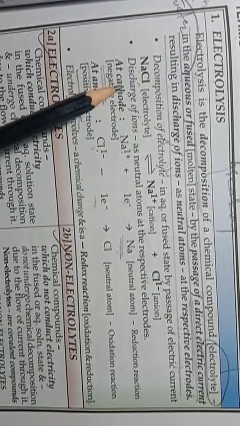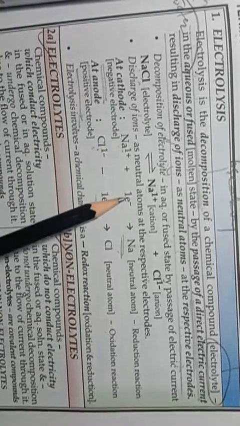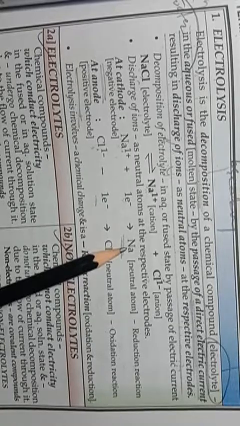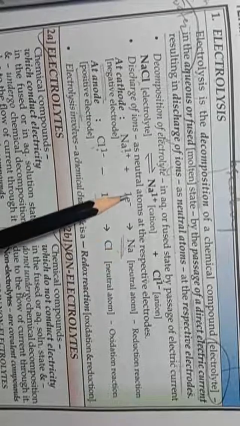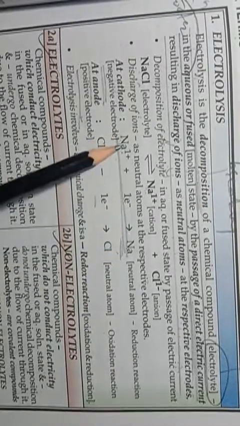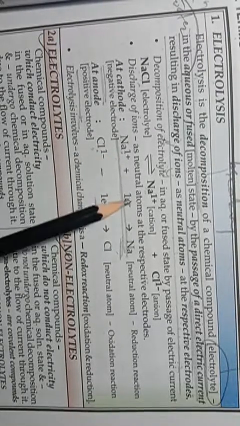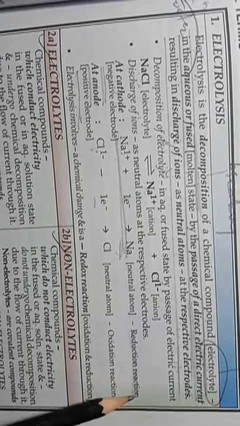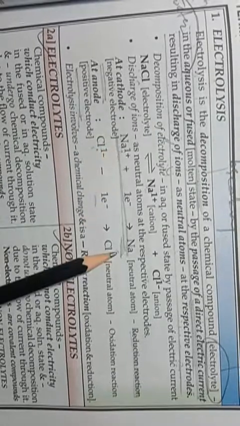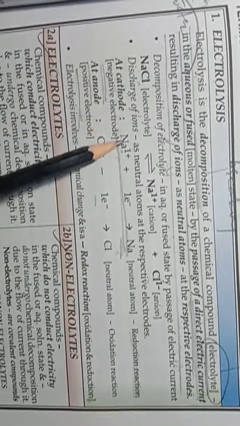So at the negative electrode, which is the cathode of the cell, the sodium positive ion will take an electron and change itself into a sodium atom. In this conversion there is a gain of electron, sodium is accepting one electron. All such reactions in which gain of electron is taking place are known as reduction reactions. So at the cathode, reduction of Na+ ion is taking place.